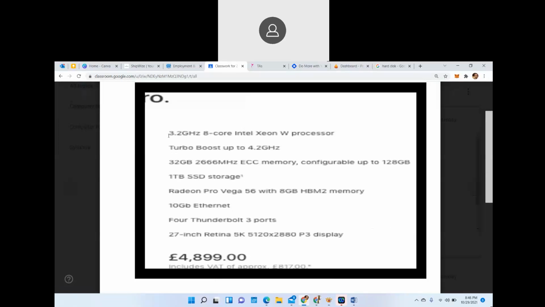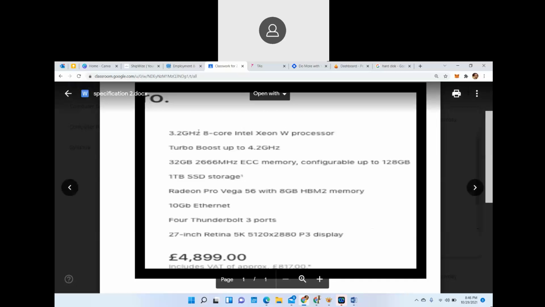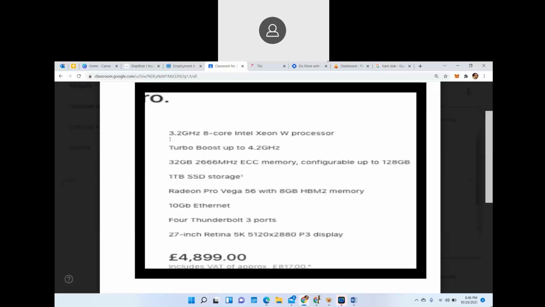So the first line will always talk about the processor, right? So processor speed is measured in gigahertz. So this is 3.2 gigahertz. This has 8 cores, Intel Xeon processor, right? And they're saying that it has a turbo boost feature that can go up to 4.2 gigahertz.